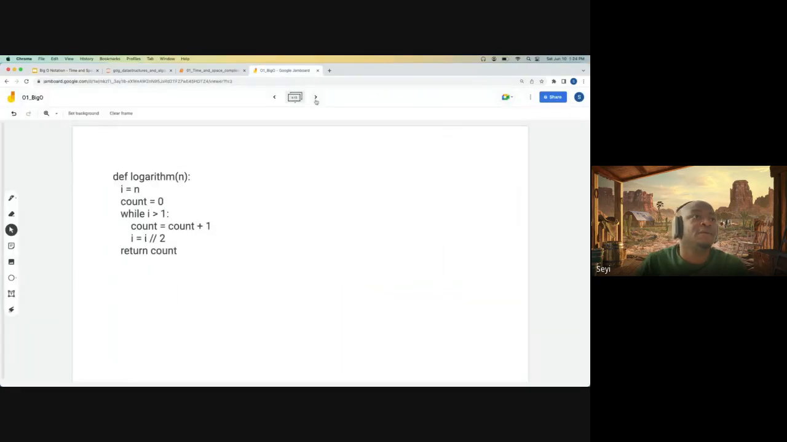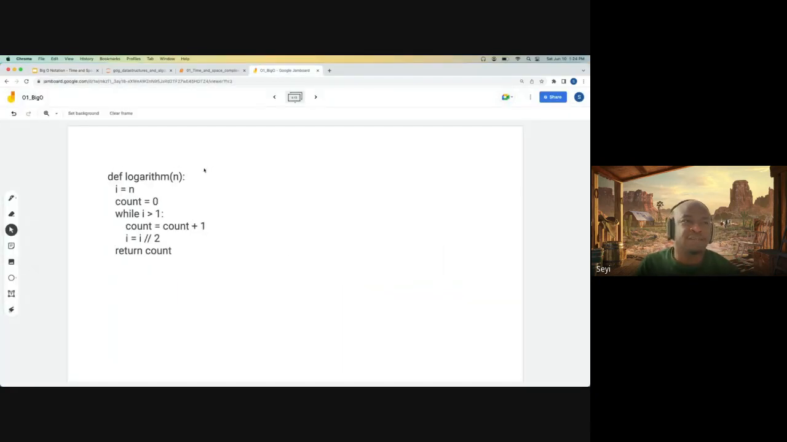Okay. So I'm going to try to use another way to explain this now. We have the logarithm of a particular number. We're trying to find the logarithm of a particular number, right? So we have i equals n. This is just an assignment statement, so this is 1. Because it's just one assignment statement, the count is 0, 1. It's just one assignment statement.